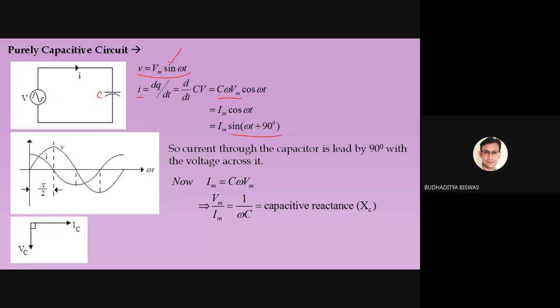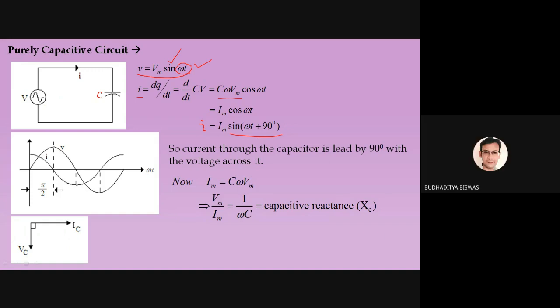Now here you see, this is the current expression through the capacitor, and that one is the voltage expression across the capacitor. So what is the phase of the voltage across the capacitor? Sine omega t is the term, so omega t is the phase.